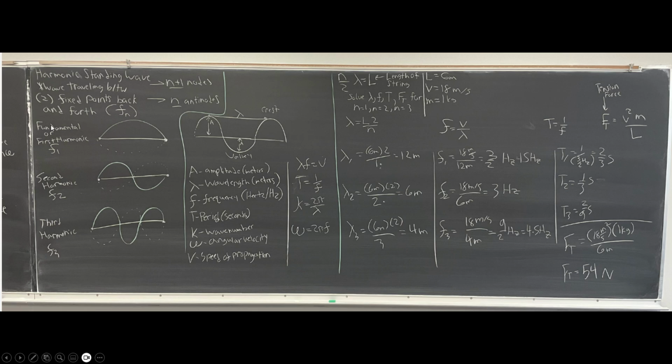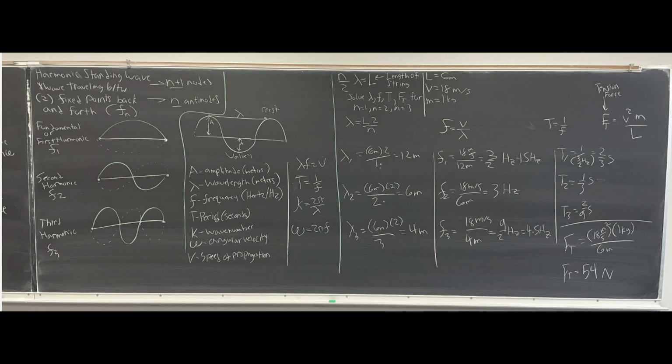Now, F, if we're not using it to say the fundamental or the harmonic as a symbol, if we get a number for it in hertz or Hz, that's frequency. Hertz is just the same thing as 1/seconds. Capital T, or the period, is in units of seconds. K is the wave number. Omega, which looks like a W, is the angular velocity. And V is the speed of propagation, the speed moving in that straight line, because the energy is propagating in that straight line.